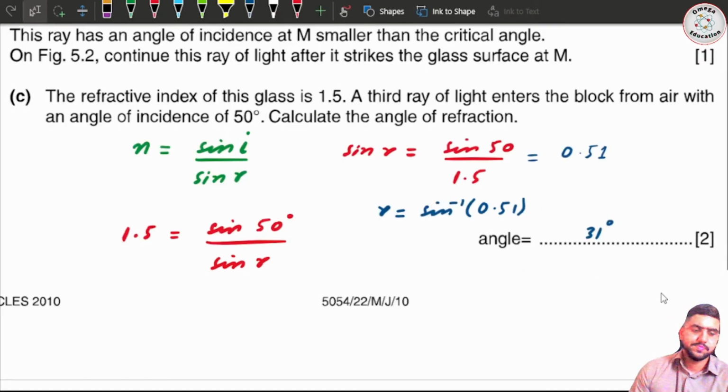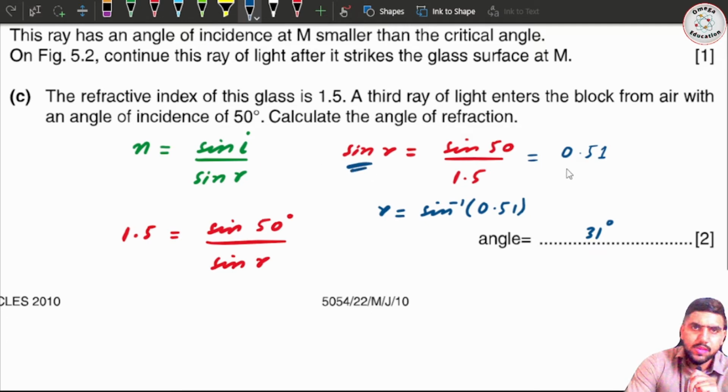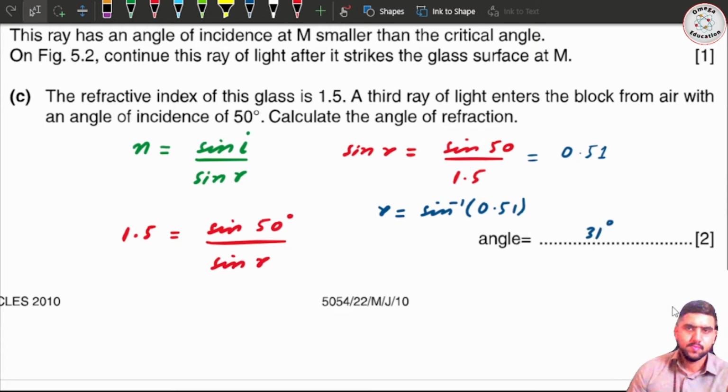divided by sine r as it is. Then we can rearrange it: sine r equals sine 50 divided by 1.5. Then you can hit it on the calculator. Once you hit it on the calculator, the value of sine r that you get would be 0.51.